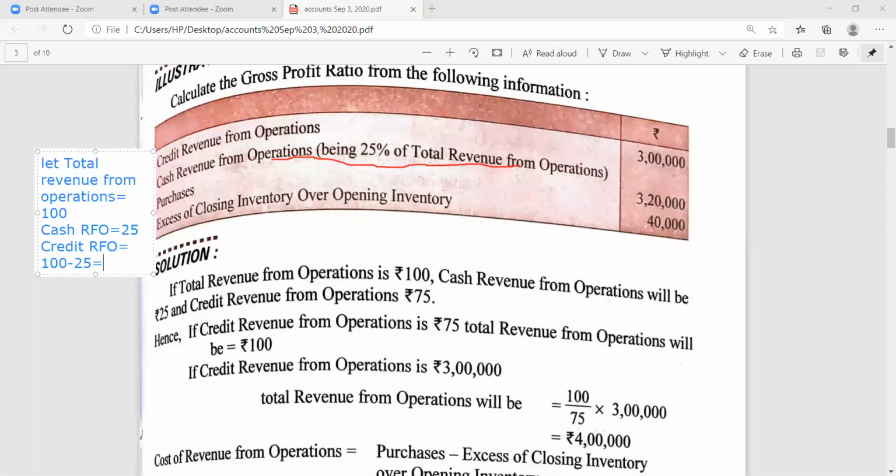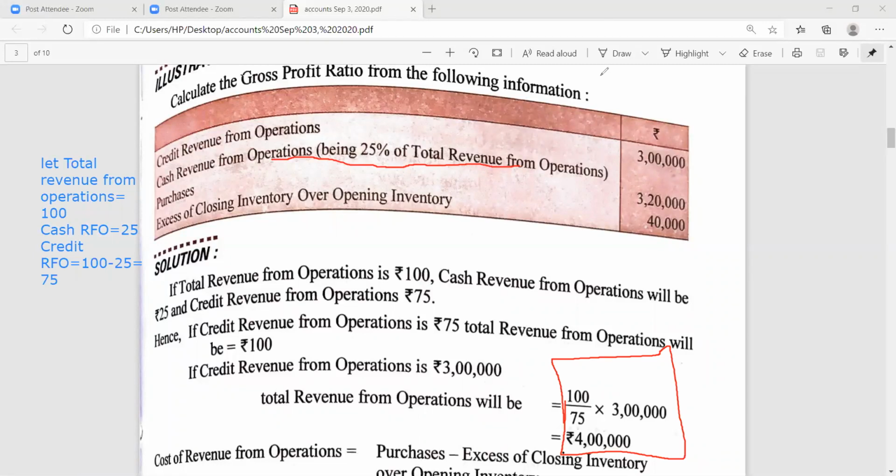Now we can put in the statement given here. Hence, if credit revenue from operation is 75, then total revenue from operation is 100. If credit revenue from operation is 3 lakh, in that case the total revenue from operation will be 100 upon 75 into 3 lakh. How much will it be? By doing the calculation, we can see it will be 4 lakh. In this way, we can calculate the total revenue from operation.